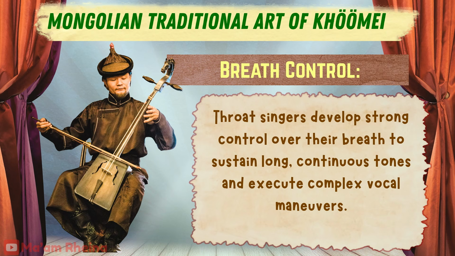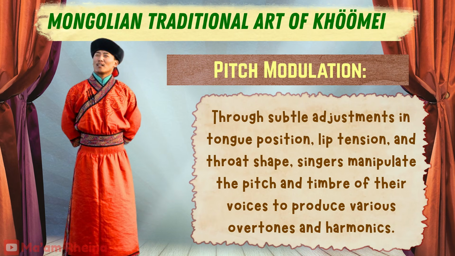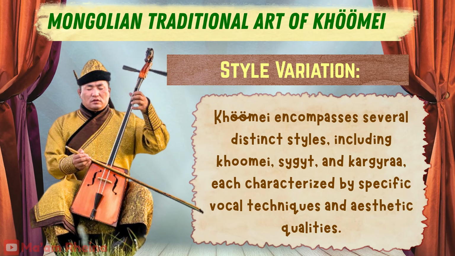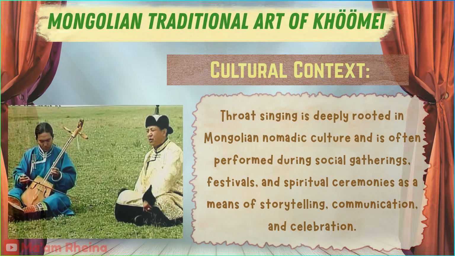Breath control is very important to sustain long, powerful sounds. By changing the shape of their mouth, tongue, and throat, singers can shift pitch and tone. Khoomei has many styles, such as kargyraa and sygyt. It is deeply tied to Mongolian culture, often performed in ceremonies, gatherings, and festivals.